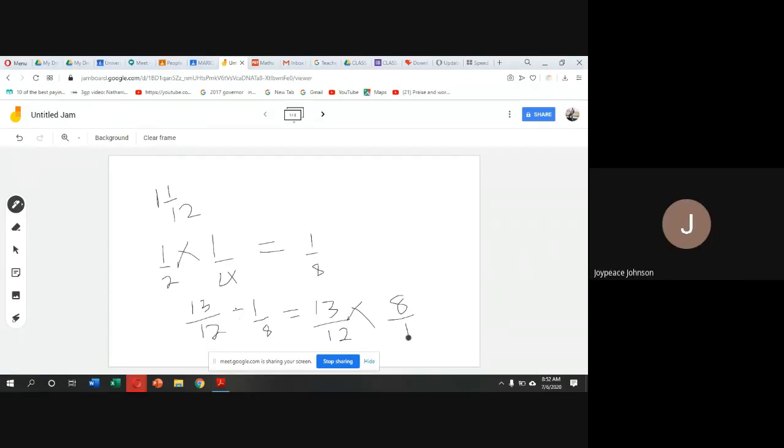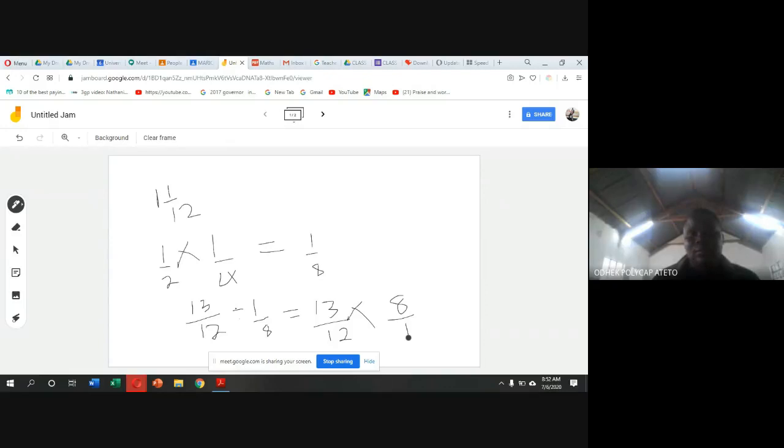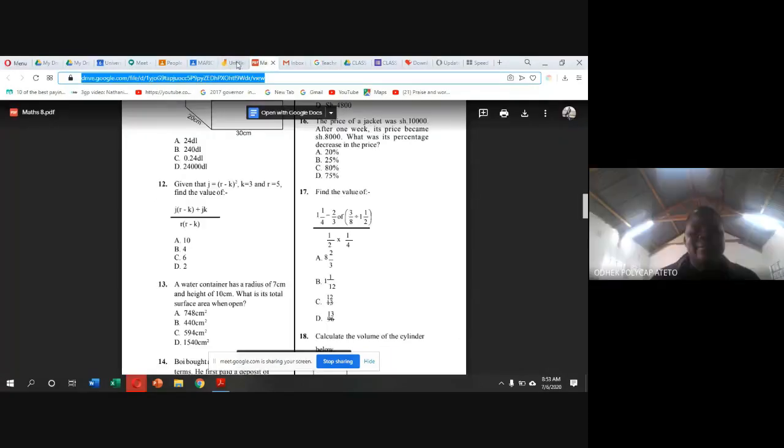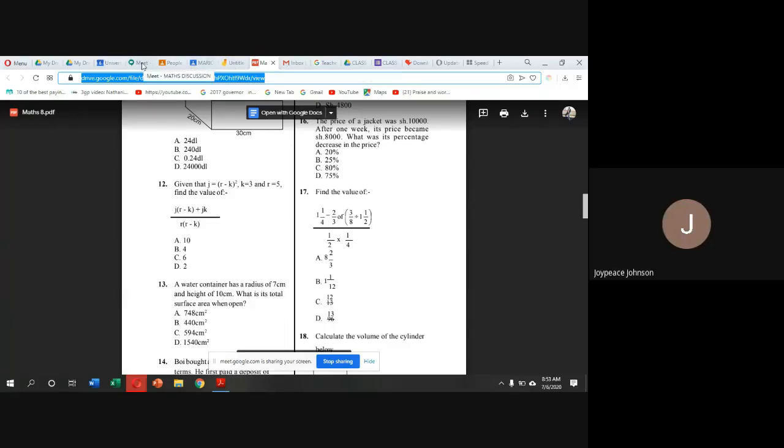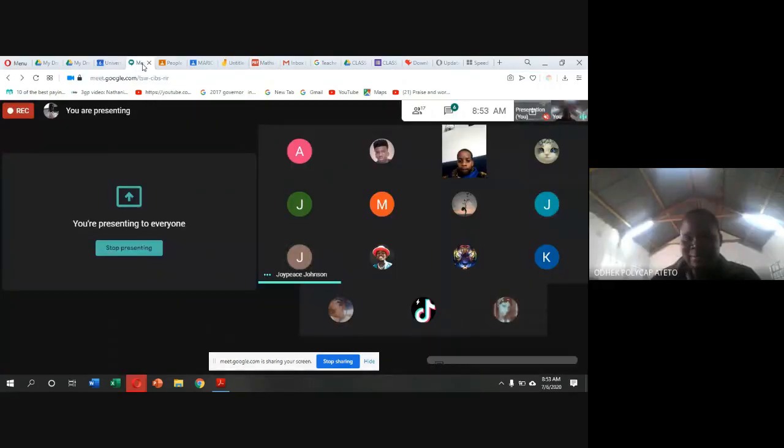Yes. Can we now simplify? 4 goes here 1. No, 2. 4 goes here 3. Yes. Clear? So we need to have 26 out of 3, which is the same as 8 2/3. Is that correct? 8 2/3. Yes.